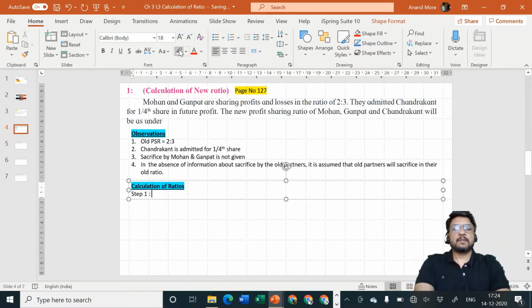Who is that? Ganpat or Chandrakant, sorry. Chandrakant share is equal to 1/4.